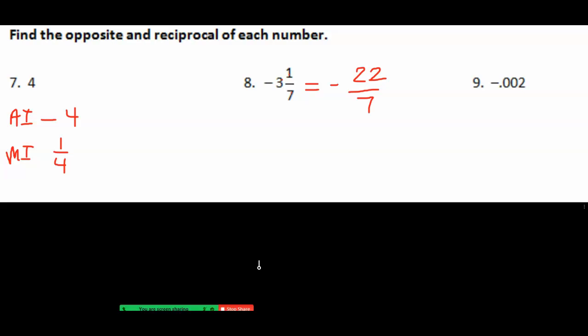The additive inverse could be positive 3 1/7, or you could write positive 22/7. I don't care what form you give for the additive inverse. The reciprocal is going to be 1 over that fraction, or you flip the fraction. So that's negative 7 over 22.